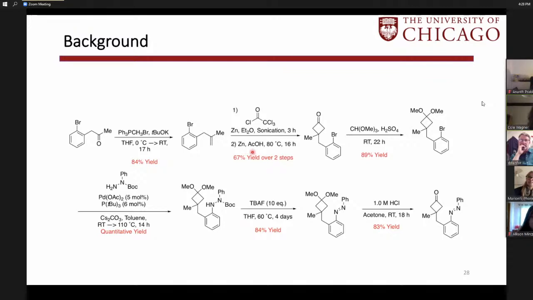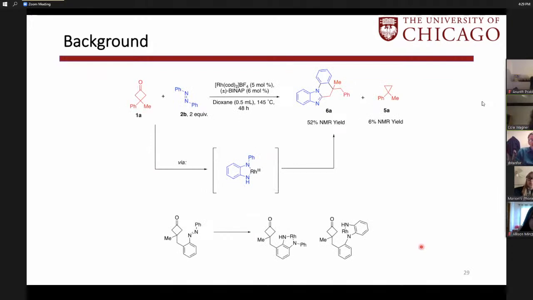It's pretty harsh and not really fun to do. It's very messy and kind of a pain to work up, but it's pretty reliable. So then protecting this will give this intermediate, and then using palladium catalysis for Buchwald-Hartwig amination, you can form a C–N bond with the aryl bromide using this protected phenylhydrazine. And then if we use tetrabutylammonium fluoride, we can selectively deprotect the Boc group while leaving this acid-sensitive group still there. And then that can be removed on its own after to finally get this substrate, which we can use for our cut and sew reaction.